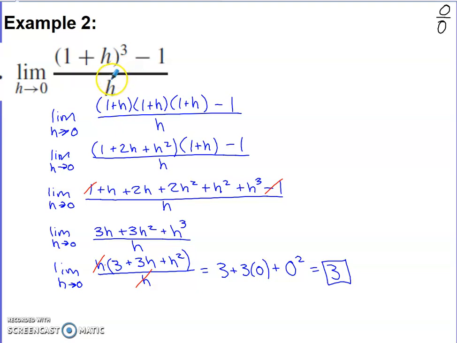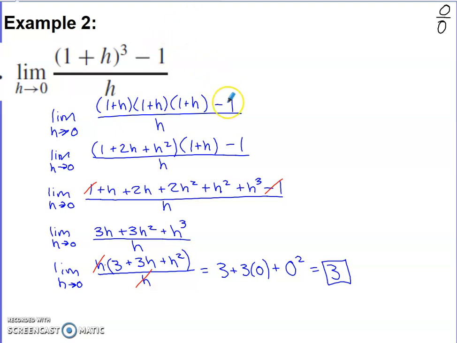Now the algebra here is actually a little bit lengthier than what we did in the last problem. Before I can factor and cancel, I'm going to have to expand this numerator. In other words, get rid of those parentheses. And I cannot distribute that exponent. I'm going to have to write that numerator as repeated multiplication, 1 plus h times itself, 3 times total.